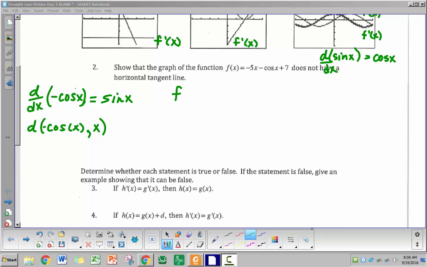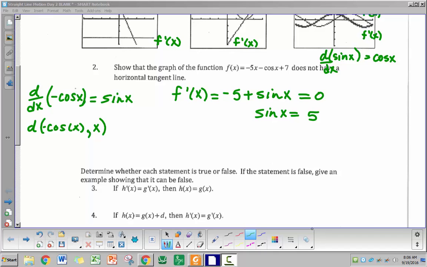So in order to do that, I have to find f prime of x. What's the derivative of negative 5x? Negative 5. The derivative of negative cosine is positive sine x. And the derivative of 7 is 0. So I'm going to set it equal to 0 to see if it'll ever be 0. Well, then sine x is equal to 5. You are in degrees. All right. So sine x equals 5.